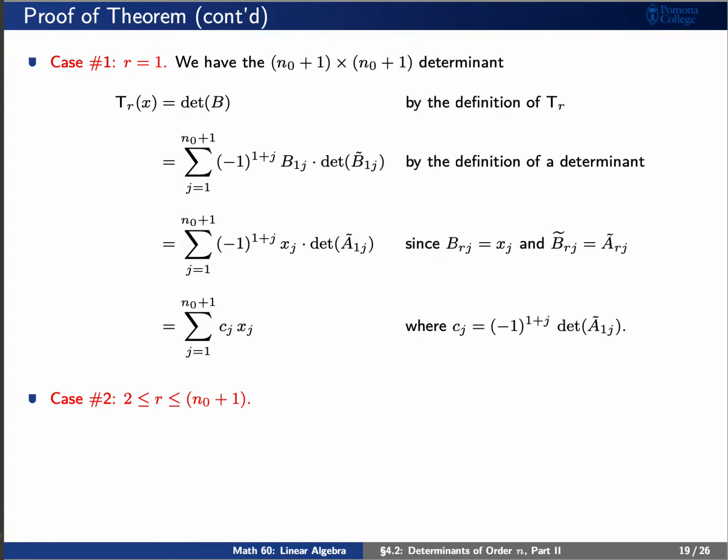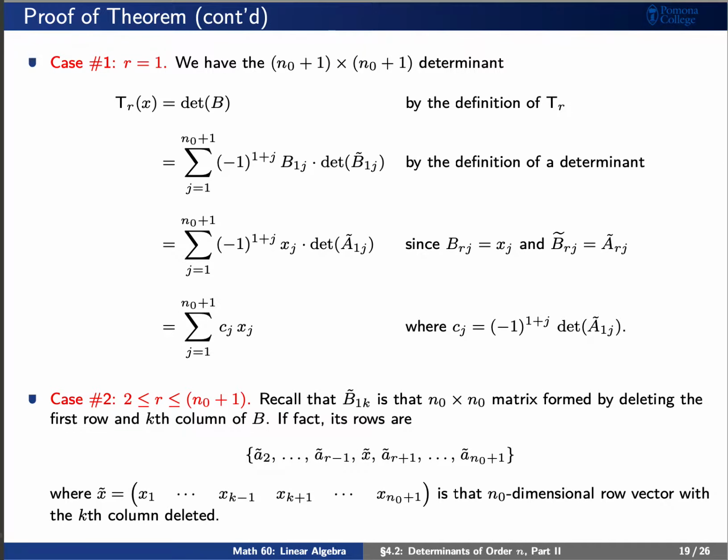Now let's consider the other cases where r is between 2 and n0 plus 1. Recall that B1k tilde is that n0 by n0 matrix formed from deleting the first row and the kth column of B. In fact, we can really see what the rows of B1k tilde are. All of the rows would look like the rows of A, but we have to be a little bit careful here. Row r, if it were, is actually this vector x tilde, where we have to be careful that we actually delete the variable x sub k, because remember that we've deleted the kth column of our matrix capital B.